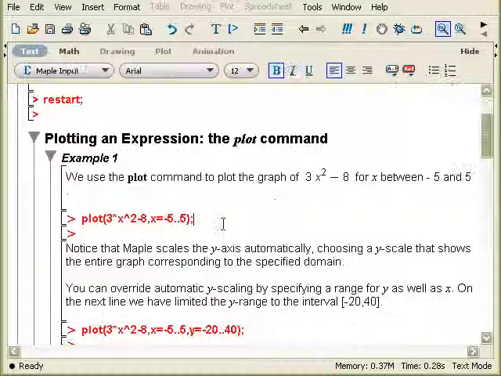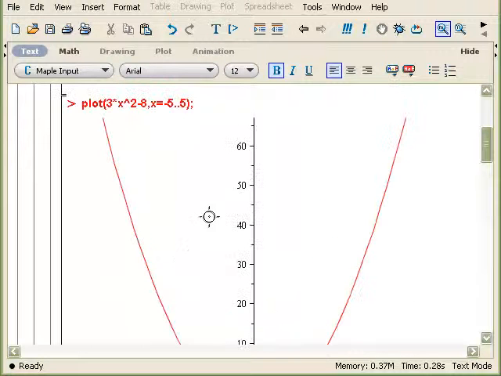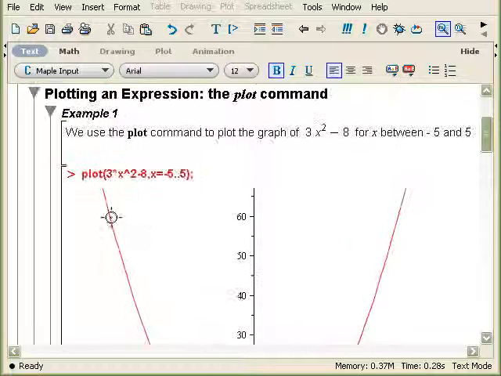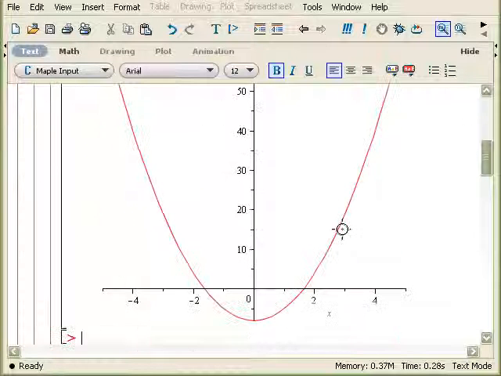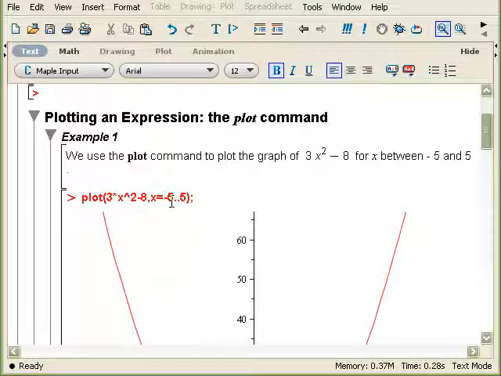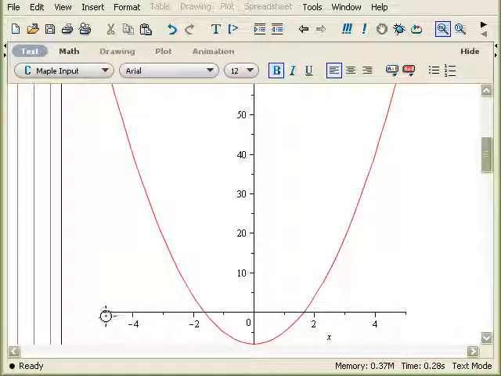To draw some kind of graph, we use the plot command a lot. In this case, the meaning is that we want to draw a graph for 3 times x squared minus 8, from x equals negative 5 to 5. When you hit enter, it will produce this kind of graph. This red curve is for y equals 3x squared minus 8, definitely passing through negative 8 here, and the graph is from negative 5 to 5.